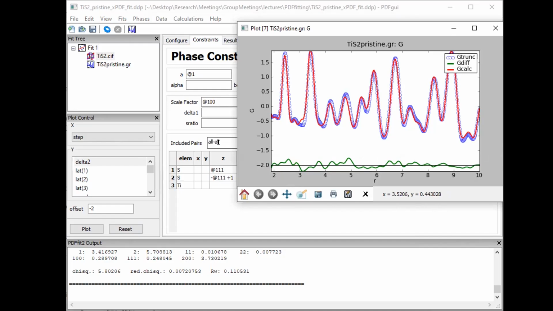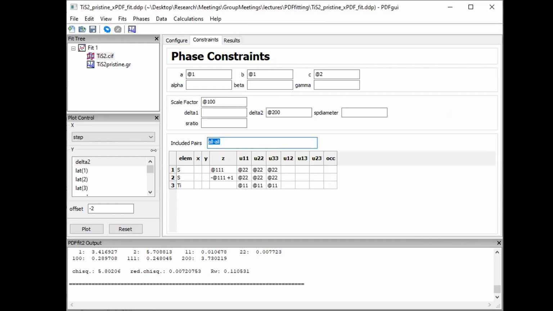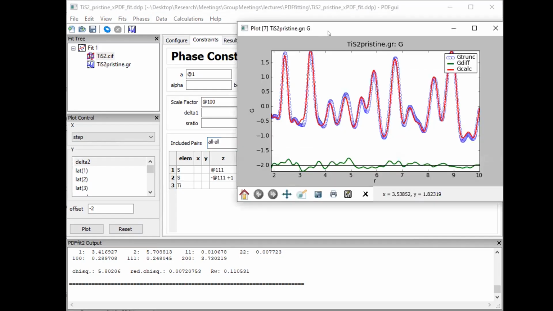So let's try it. If we put it in, that's not working. What happened?